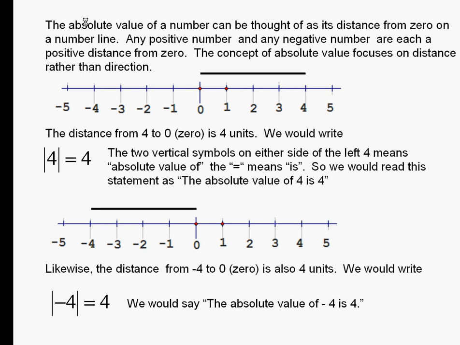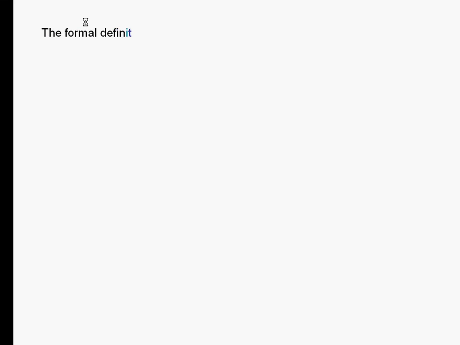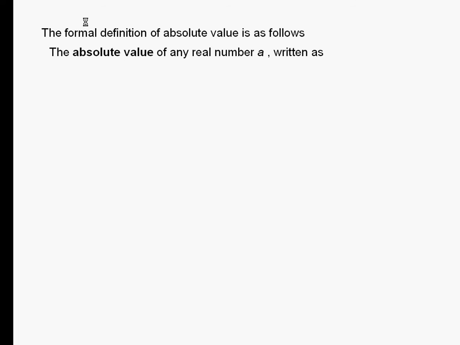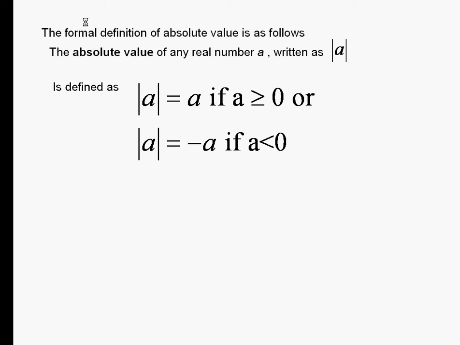Okay? The formal definition of absolute value is as follows. The absolute value of any real number A, written as |A|, is defined as: the absolute value of A equals A if A is greater than or equal to 0, which means that A would be positive, or the absolute value of A is equal to -A if A is less than 0. In other words, if A is negative.